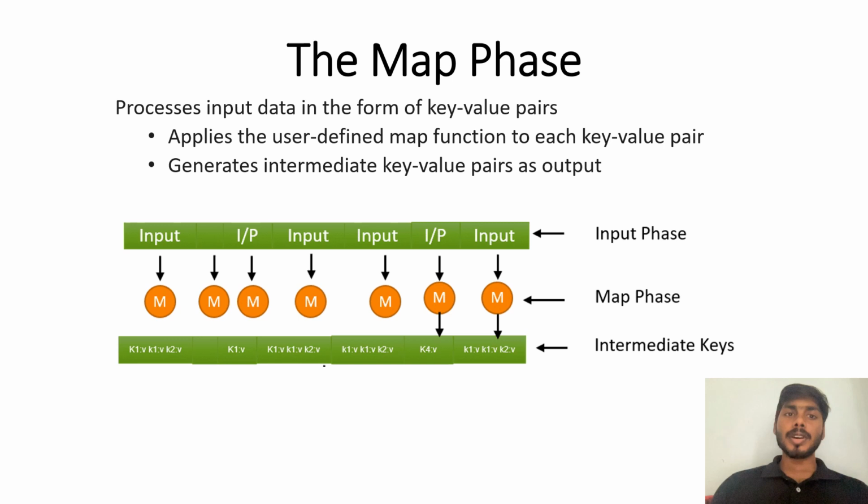Let's see what happens in the map phase. So in the map phase, the input data is in the form of key value pairs, as discussed in the previous slide. So the key value pair is the input to the map phase. It applies the user defined map function to each key value pair, that is the input, and it generates the intermediate key value pairs as an output. Then it generates a key value pair as an output, which is known as the intermediate key.